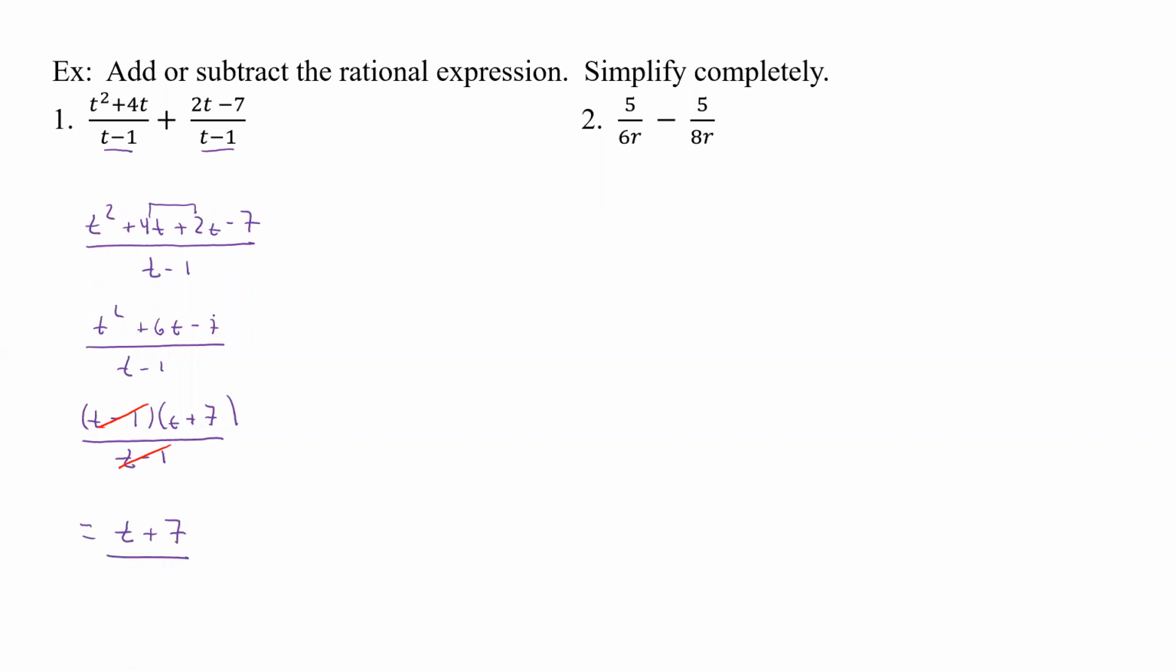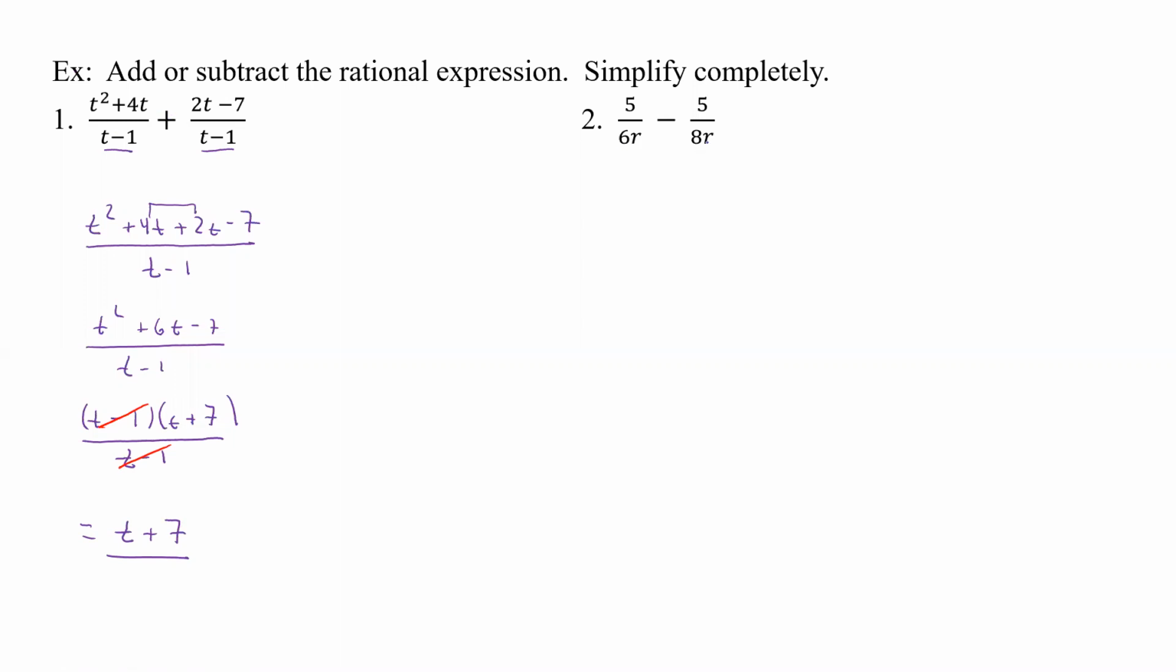Okay, so that's what two rational expressions added together gives us as our final step. And that's why, once we added the numerators, we had to go ahead and factor and then cancel out what was common to both the numerator and the denominator.